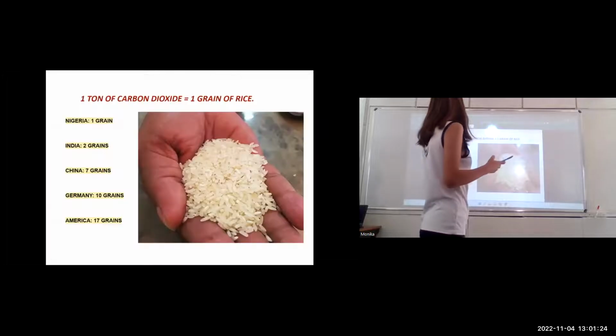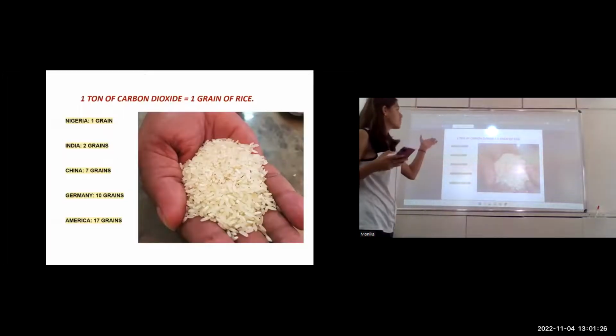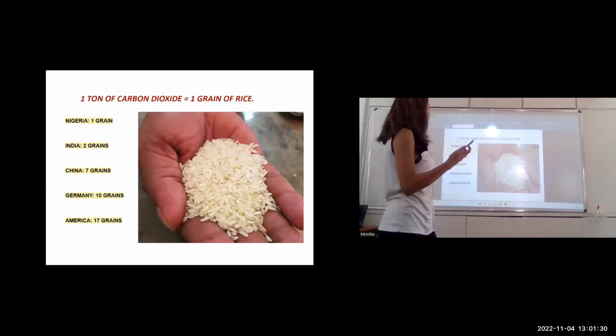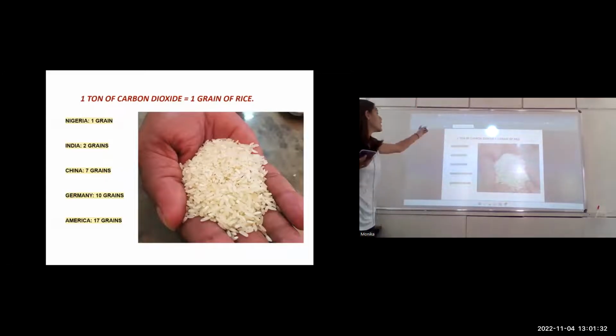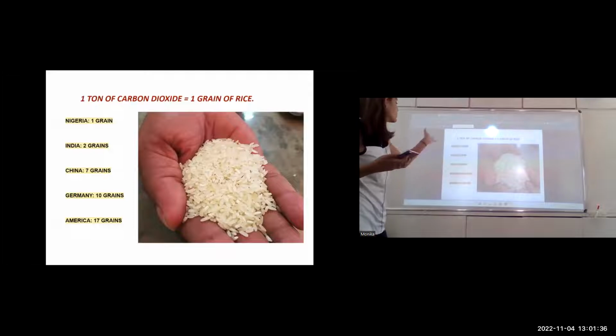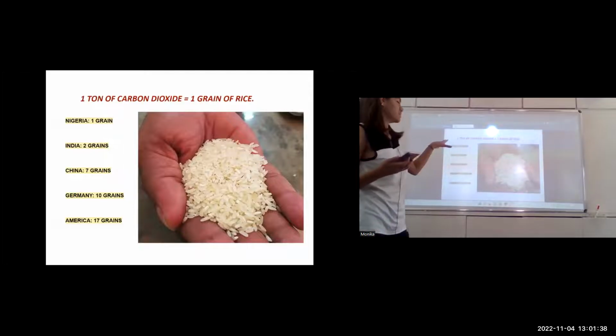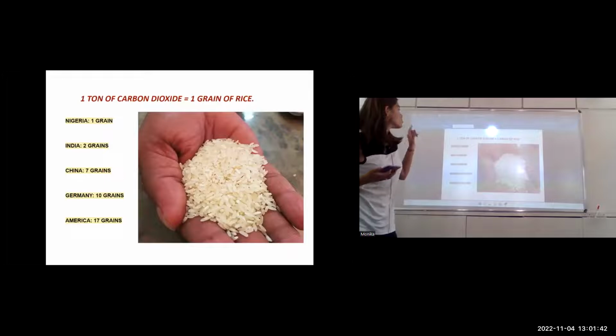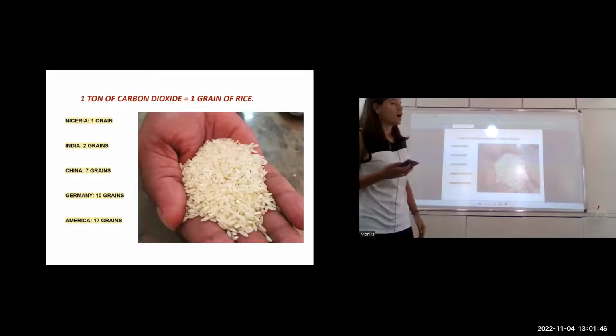So for that, if we think of 1 ton of carbon dioxide as 1 grain of rice, and we think of this world as a bowl of rice, a person from Nigeria adds 1 grain per year. A person from India adds 2 grains. From China, 7 grains, Germany, 10 grains, America, 17 grains. So if we go by that logic, an American per year pollutes like 20 times more than an average Nigerian does.